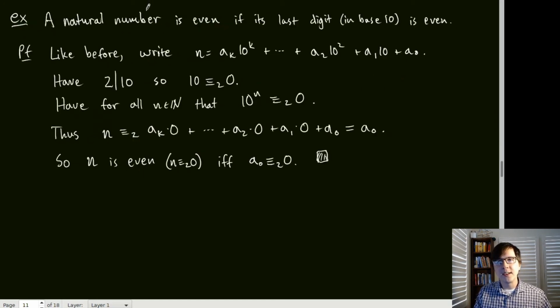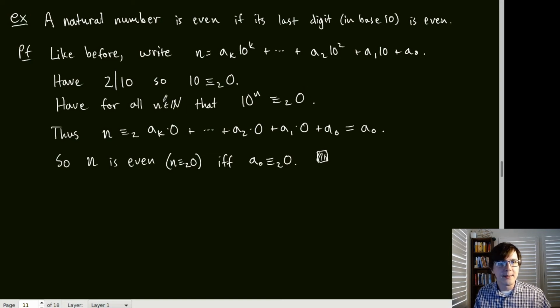There's another one I'm sure you're familiar with, which is that a natural number is even if its last digit in base 10 is even. So if the last digit is 0, 2, 4, 6, or 8. Like before, we can write our number in some base 10 representation, and we observe that 2 divides 10 because it's 2 times 5. So 10 is congruent to 0 mod 2. And similarly, by a little induction argument, we know that 10 to the n is congruent to 0.